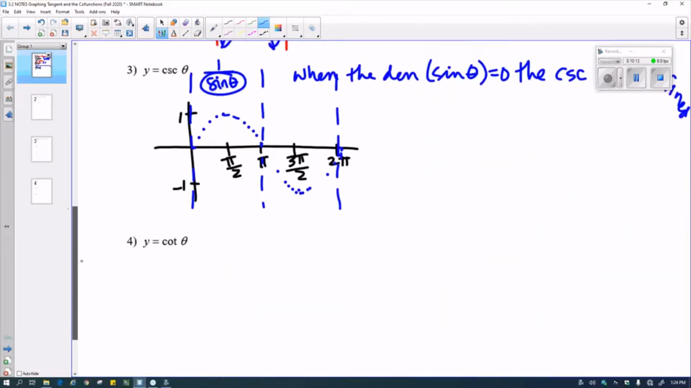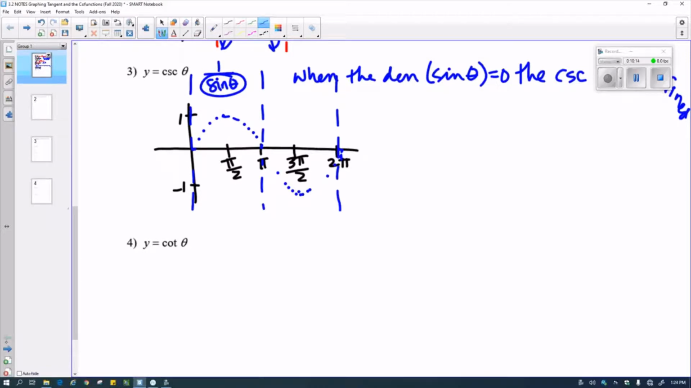So just like the secant, where the sine is curved down, the cosecant will be curved up. They'll share that point 1, they'll share that point -1. The reciprocal of 1 is 1, so they're going to share that point. The reciprocal of -1 is -1. Where the sine curves up, the cosecant will curve down.